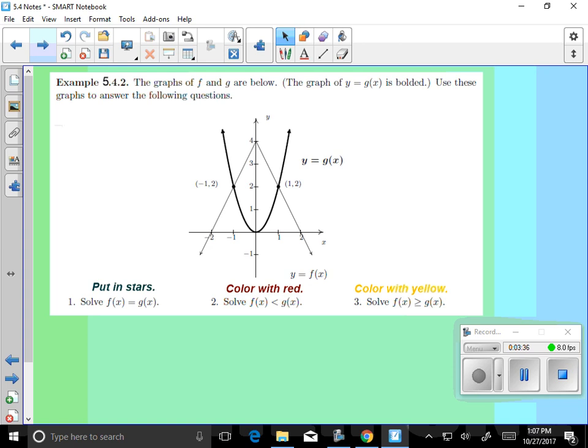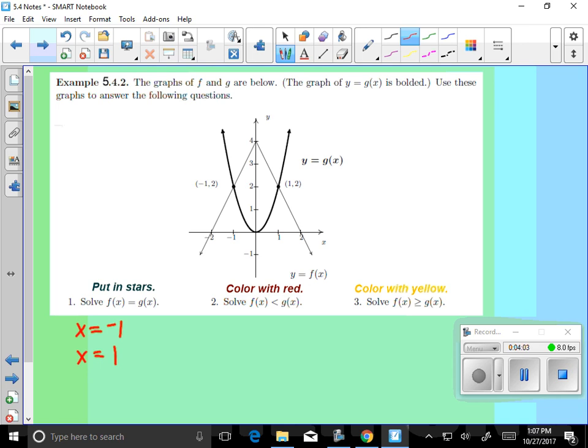I gotta hold this thing. Here we go. Okay, I'm not gonna get all fancy with this with the stars and the red and the yellow. I just want to look at and determine the answers to these. So where are f of x and g of x equal to each other? X equals -1 and x equals +1. Okay, if we can agree on that, let's move on.